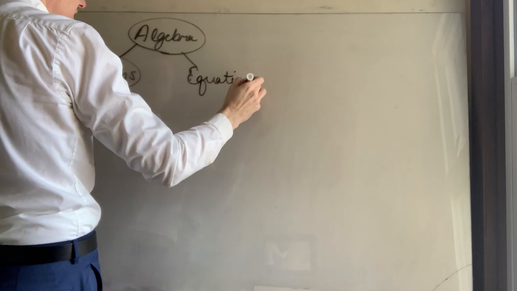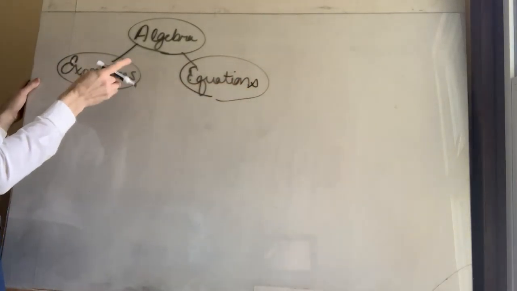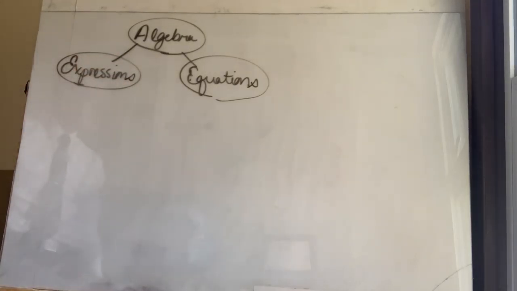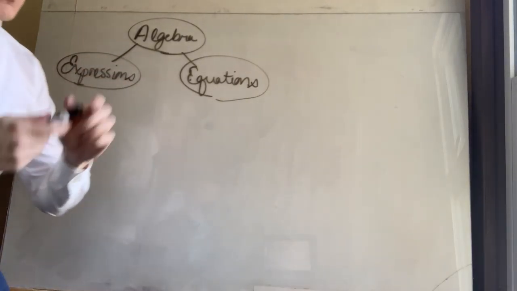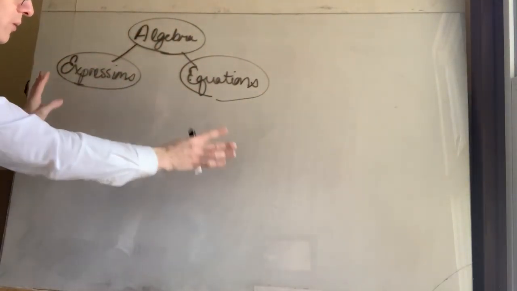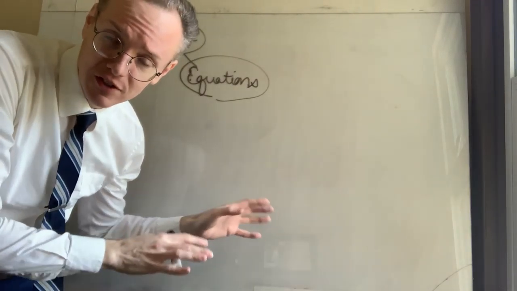Script as, somehow I didn't do that here. As expressions and equations. Again, why would a person care to distinguish between one and the other? Because they actually follow slightly different sets of rules.